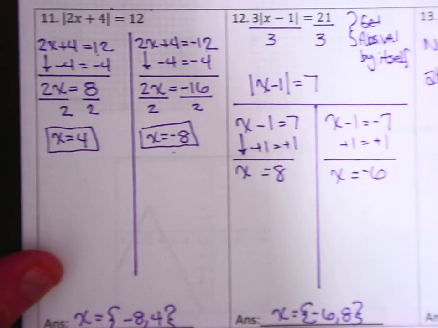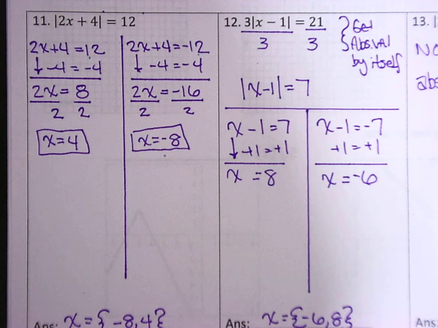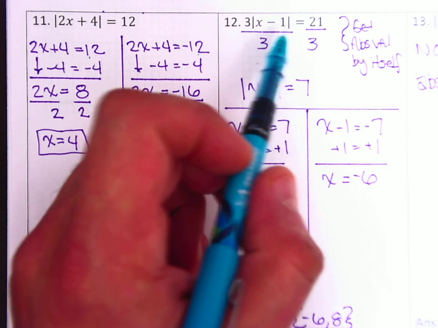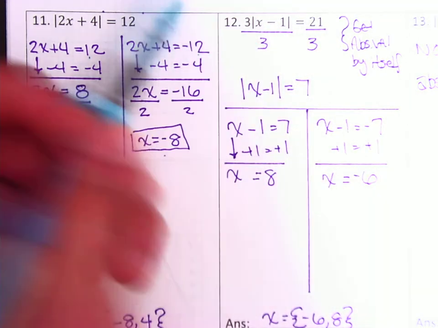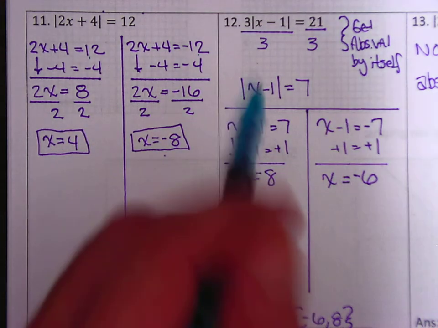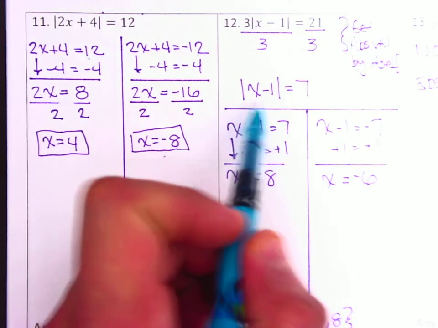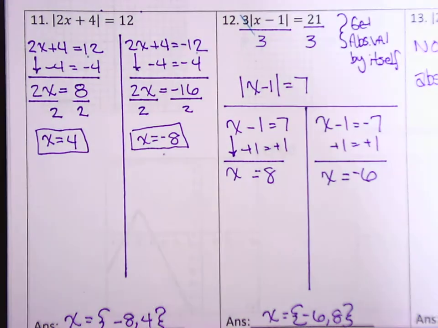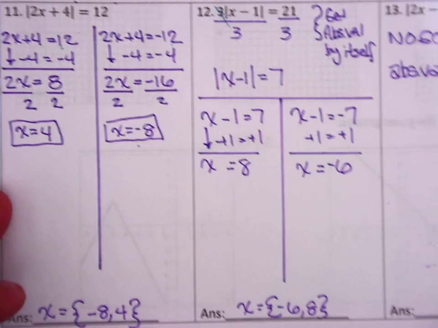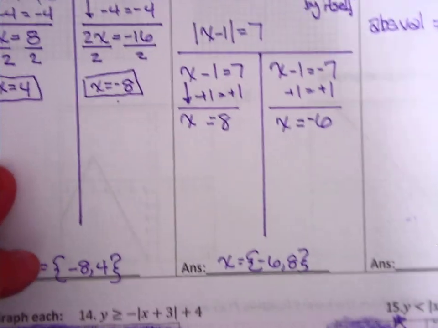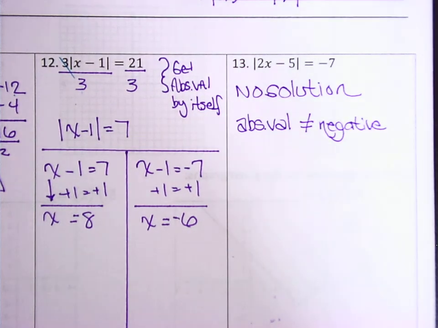For number 12, here I have 3 times the absolute value of x minus 1 equals 21. I have a 3 on the outside of my bars that's being multiplied, so I have to get rid of it by dividing both sides by 3, because I need to get the absolute value all by itself before I start solving this as equations. So I divided both sides by 3, and I get x minus 1 equals 7. It cancels out from the left, and 21 divided by 3 is 7. Now I do like I did in the previous example, and I just solve x minus 1 equals positive 7 and x minus 1 equals negative 7, get my 2 answers, and wrote them in from least to greatest in brackets.